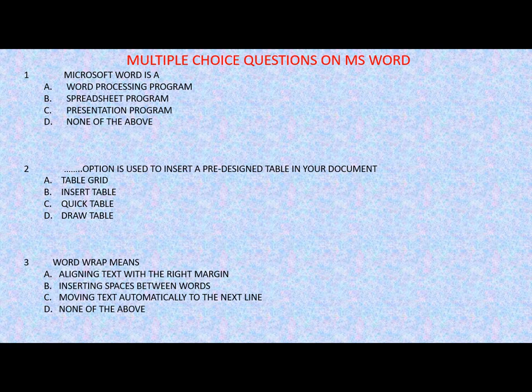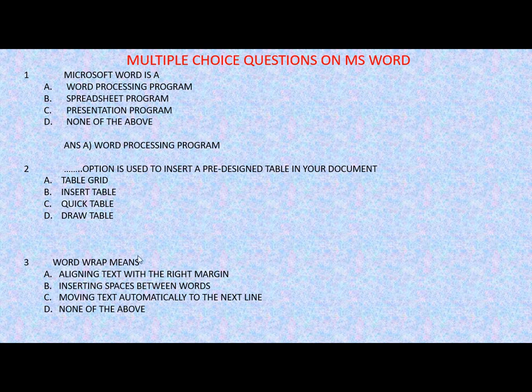This video consists of 24 multiple choice questions on MS Word, which can be very helpful to you for any competitive exam. So let's begin with the first question. First question is, Microsoft Word is a: A, word processing program, B, spreadsheet program, C, presentation program, D, none of the above. The correct answer is A, that is word processing program.